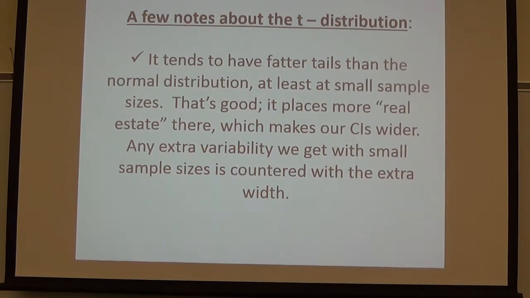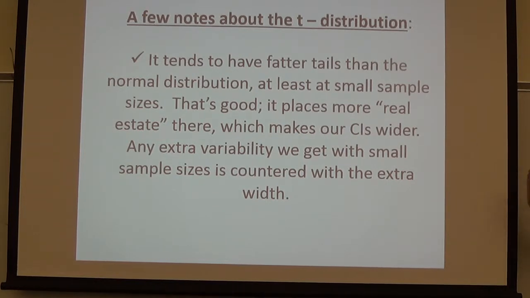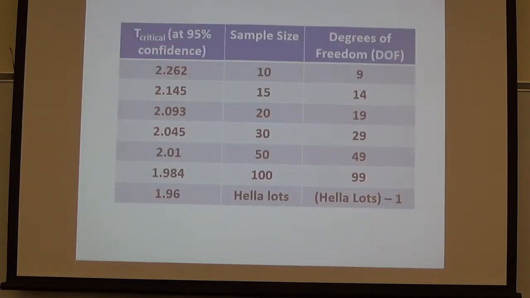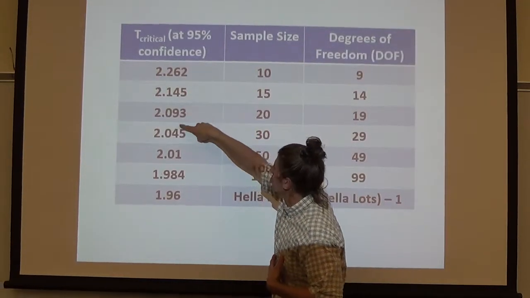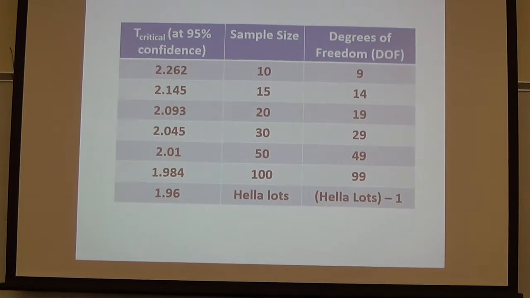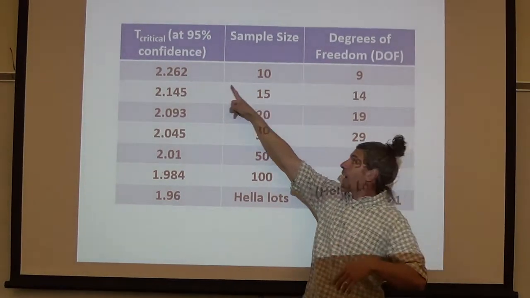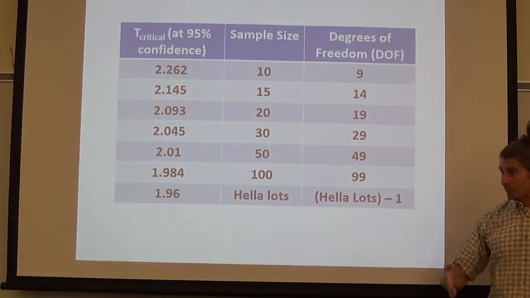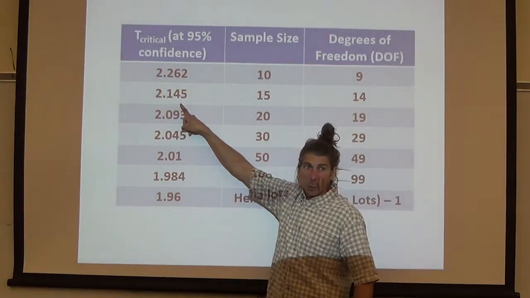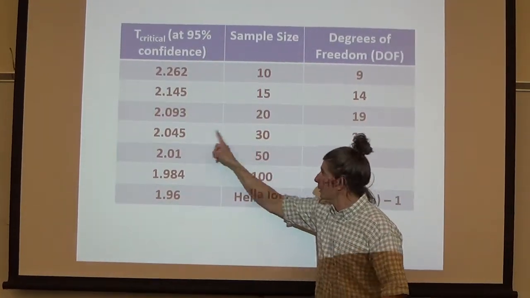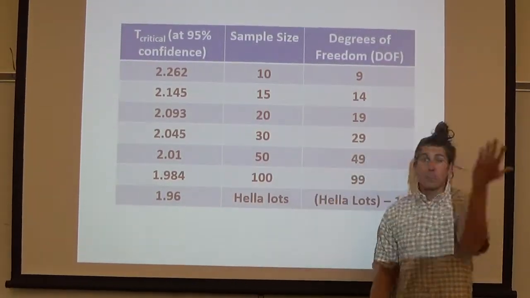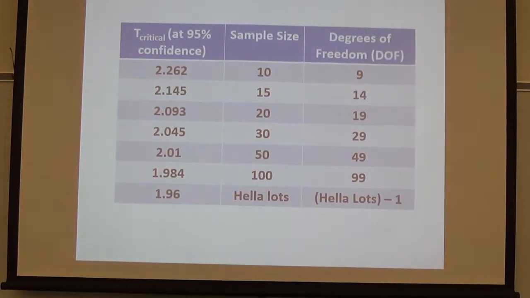Fat tails. Make sense? You don't have to memorize this. I'm just trying to revisit the idea so you remember what we were doing last week. And here's the fat tail idea. These are the critical values you need to get 95% confidence based on a certain sample size. So when you have a sample size of 10, you have to go out to 2.262, to 3 decimal places of precision, to get 95%. If you increase your sample size to 15, 2.145 does the trick. 20, 30, 50, and so forth. And that's large. I don't know what else to call it. Whole lots. 1.96, you remember, that's the z-score for 95% confidence.